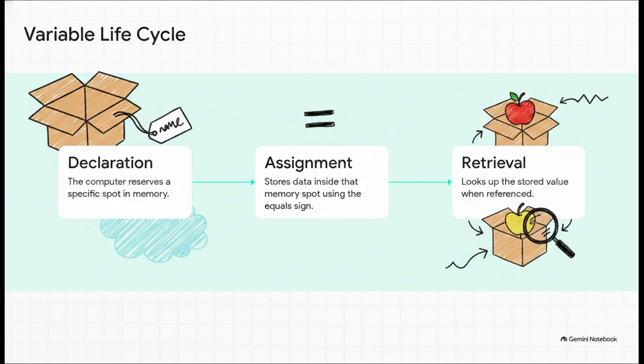And third, retrieval and update. Whenever your code mentions that variable's name later on, the computer literally rushes to the warehouse, finds the box, and looks up that stored value. And the best part? You can override it with a brand new value anytime you want.